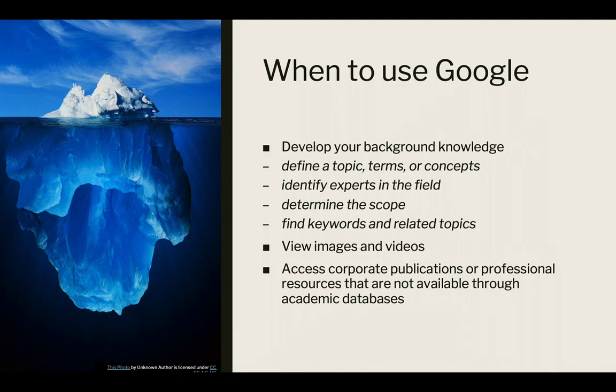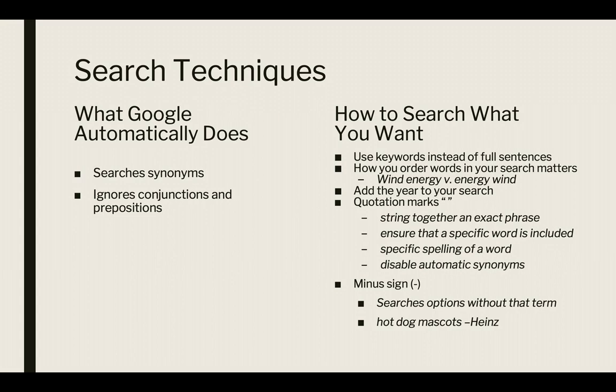There are many reasons that we would be using Google, but in academic research, we don't always go to it for finding scholarly resources, or I wouldn't always recommend that option because it may not show you all the things you have access to, maybe just that they exist. We also can use Google for finding images and videos, or accessing corporate publications or professional resources that aren't available through academic databases. The nitty-gritty, now we're going to get into some search techniques.